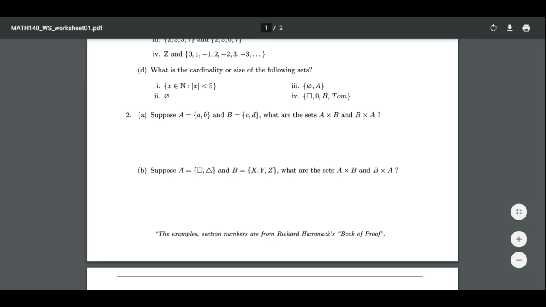Okay, great. Now I'm going to give you another, let's see, 10 minutes for 2, A and B. Remember, this is a Cartesian product, right? Make sure you follow the definition of Cartesian product. If A cross B, you get all those ordered pairs. The first member from set A, the second member from set B, you just list all of them. If it's B cross A, the first element from B, the second element from A. All right, so try 2A to B.